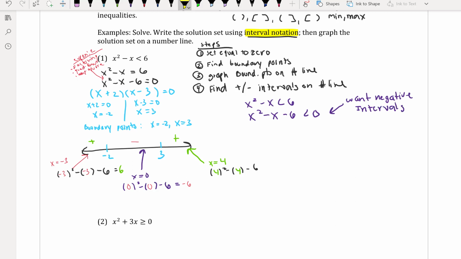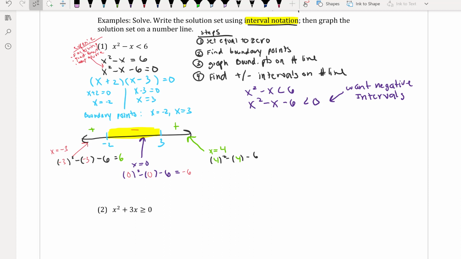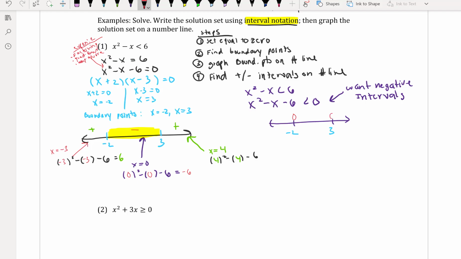So if we want our negative intervals, that's here. This is where it's negative. It's negative between -2 and +3. So because that's true, then I can graph this. So between my -2 and +3, I know my negative interval where it's negative is between -2 and 3. So my interval notation goes between -2 and 3.